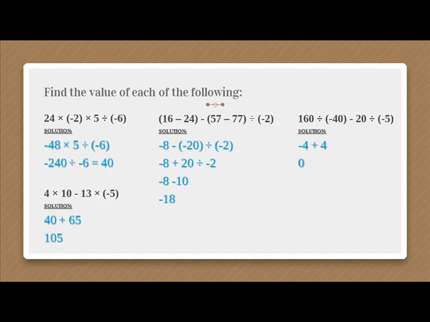Now let us solve the last one, that is 160 divided by minus 40 minus 20 divided by minus 5. Well, according to the order of operations, we will perform division first. Dividing 160 by minus 40, we get minus 4. And dividing minus 20 and minus 5, we get plus 4. So we have minus 4 and plus 4, which are obviously cancelled out. Therefore 0 is our final answer, and that concludes the topic.